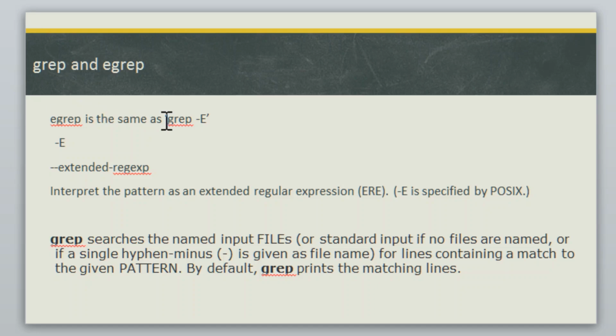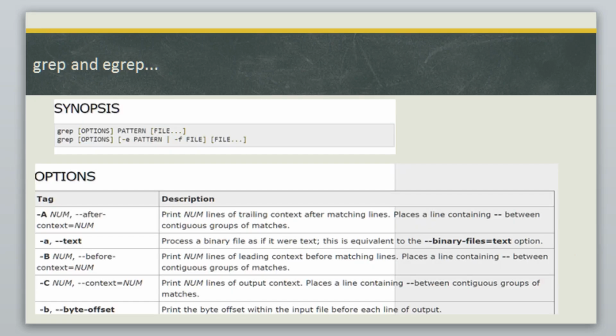egrep is the same as grep -E, which interprets patterns as extended regular expressions, okay? So grep searches the named input files, which can be standard input if no files are named, or if a single hyphen-minus is given as the file name. So it searches named files for lines containing a match to the given pattern. By default, grep prints a matching line. So we can use egrep to match certain regular expressions or characters that otherwise wouldn't be recognized by grep.